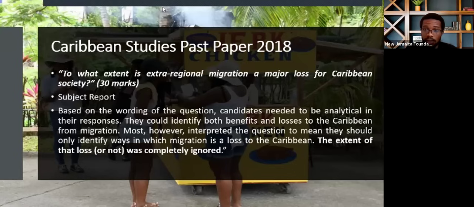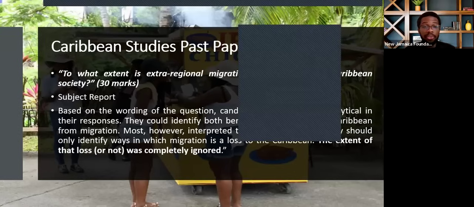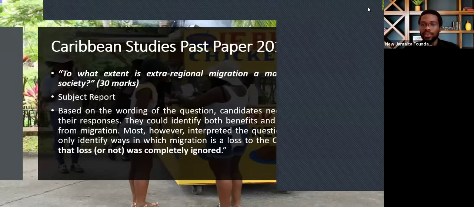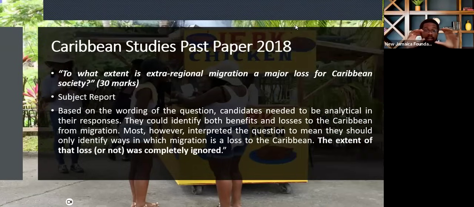And what I found when looking at this question by examining the subject report was that it said, based on the wording of the question, candidates needed to be analytical in their responses. They could identify both benefits and losses to the Caribbean from migration. Most, however, interpreted the question to mean that they should only identify ways that migration is a loss to the Caribbean. The extent to that loss or not was completely ignored.